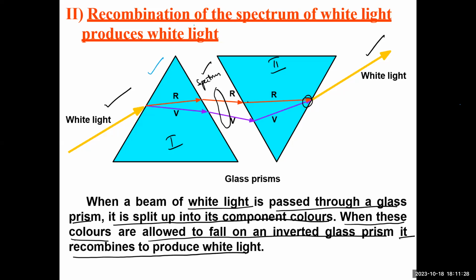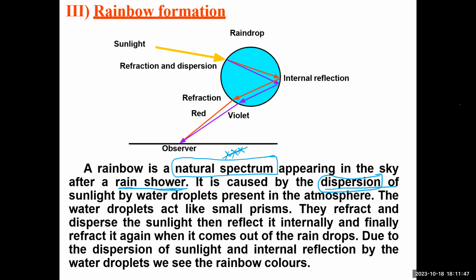But in the rainbow, what happens? The raindrop becomes a prism there. In order to get that rainbow formation, that happens because of the raindrop. It is caused by the dispersion of sunlight by the water droplets present in the atmosphere.